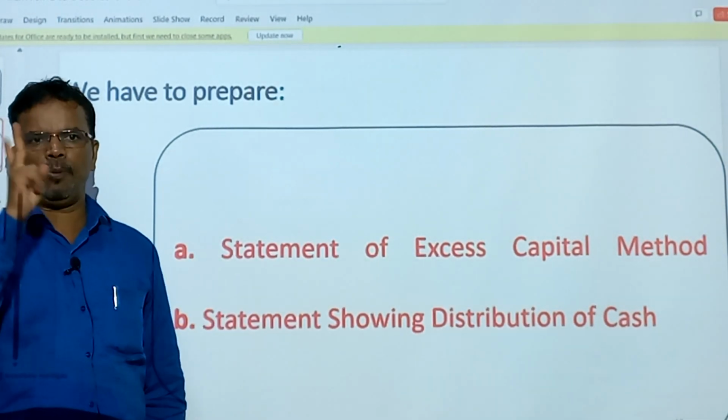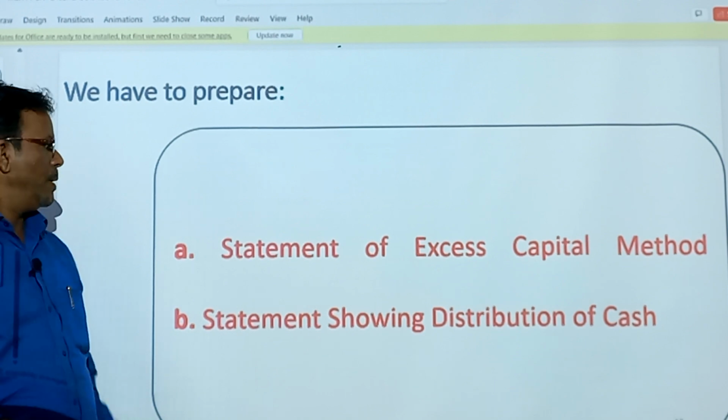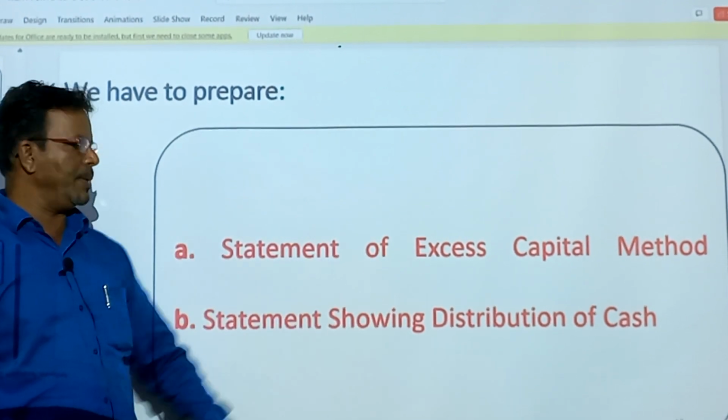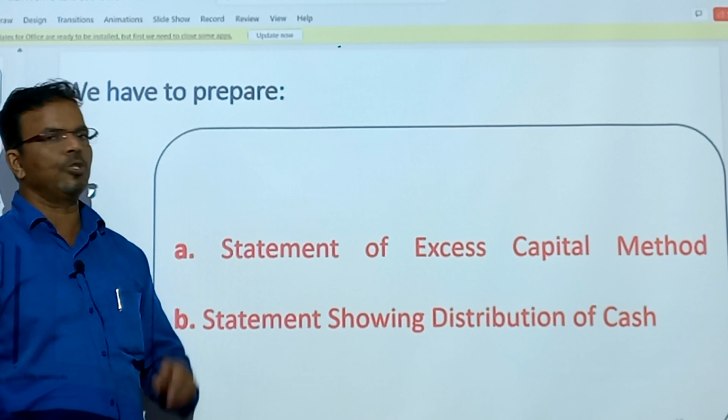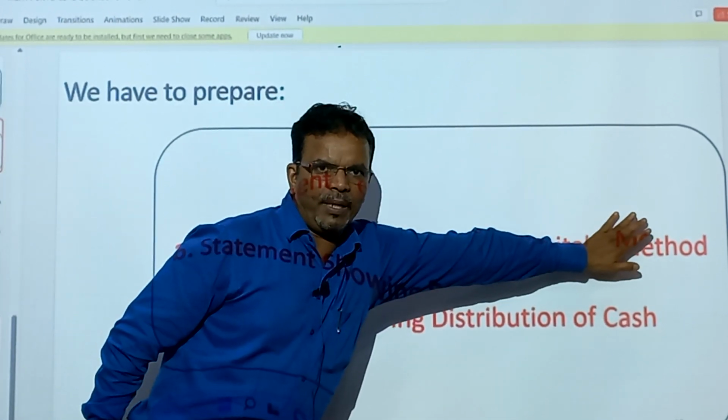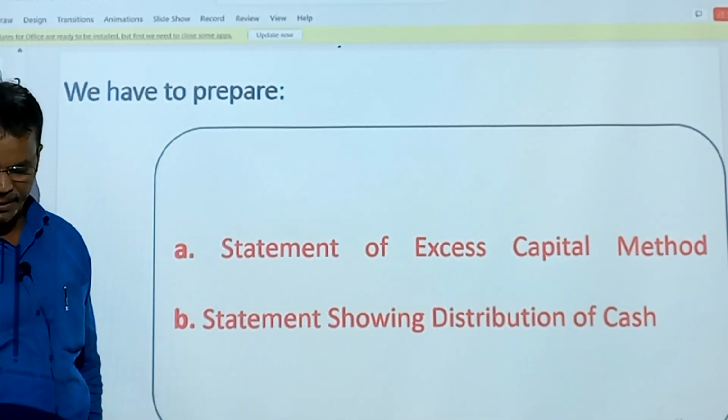In this case, we always prepare 2 statements. First statement, statement of excess capital, and second, statement showing distribution of cash. Actually, this is not a method. You only have to write Statement of Excess Capital.